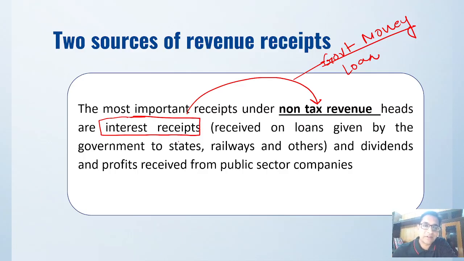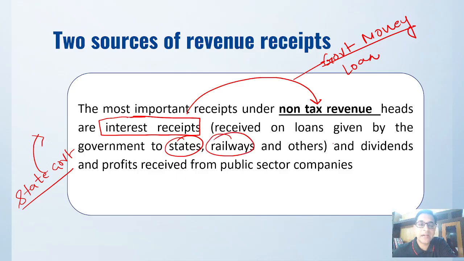Like government has given some money to the state government. Okay, state government को loan दिया हुआ है government ने, so the state government will pay interest to the central government. If government has put money into the railways or anybody, government is getting it in the form of dividends in the PSUs. Government is getting profits of the PSUs. So they are all part of the non-tax revenue of the government. Okay, you have to know the difference between tax revenue and non-tax revenue.